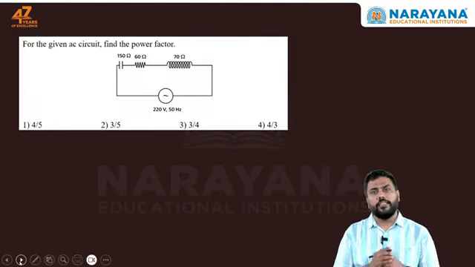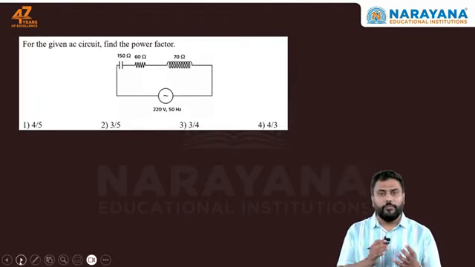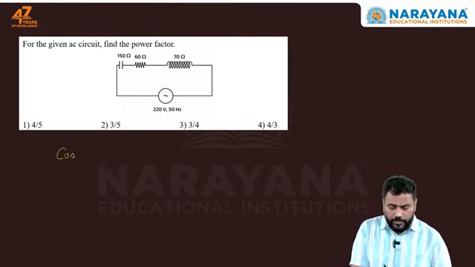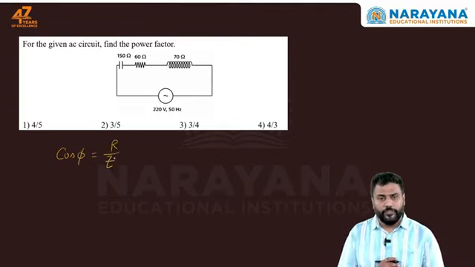Next question is again an easy question from AC circuits. The question is providing us reactance of different elements connected in a series LCR circuit, and they are asking us to find the power factor. The power factor of a series LCR circuit, we know, is given by R by Z, where Z is the total impedance of the circuit.